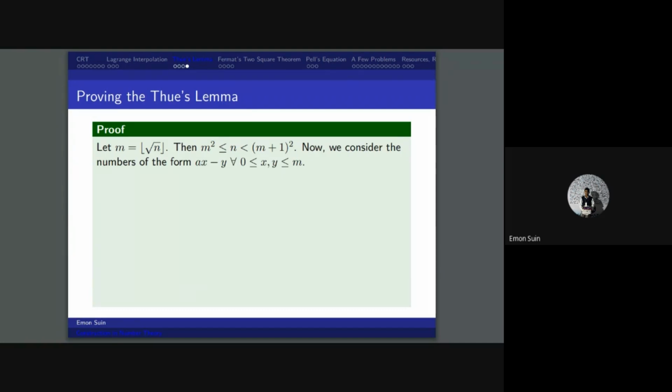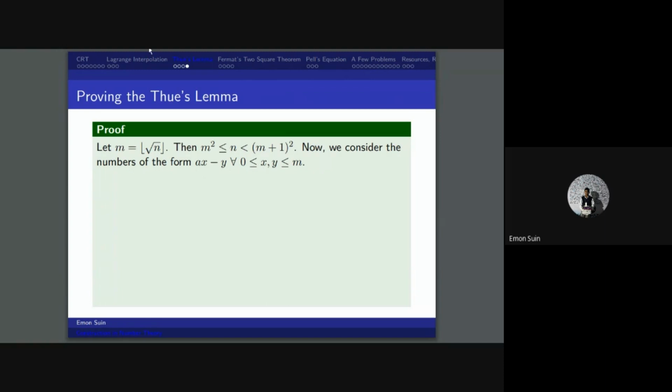And why are we considering this? Because we had ak congruent to l mod n, right? So that means basically ak minus l is congruent to 0 mod n. So that is why we're considering every number of the form ax minus y for all 0 less than or equal to x and y, which are in turn less than or equal to m.